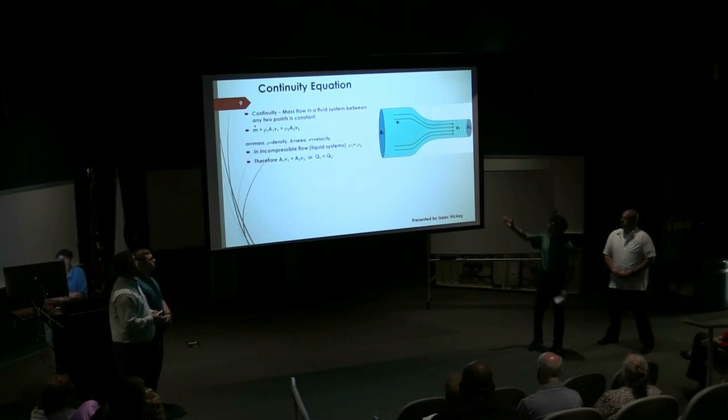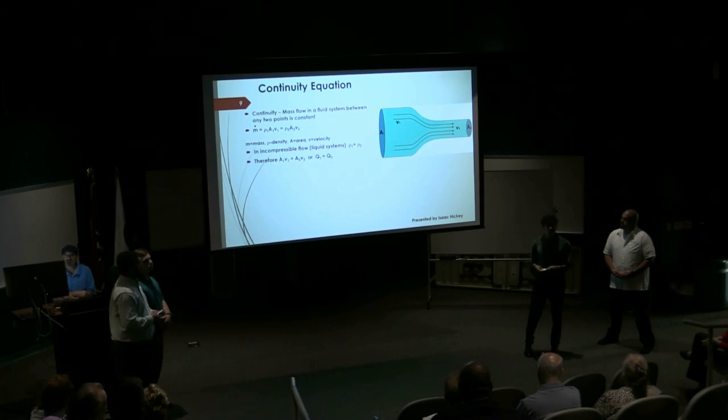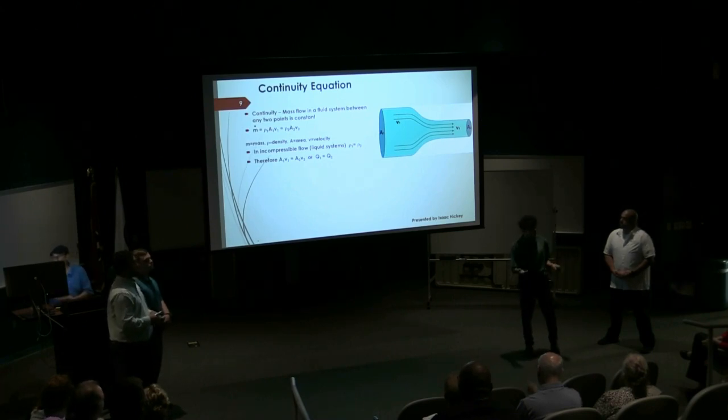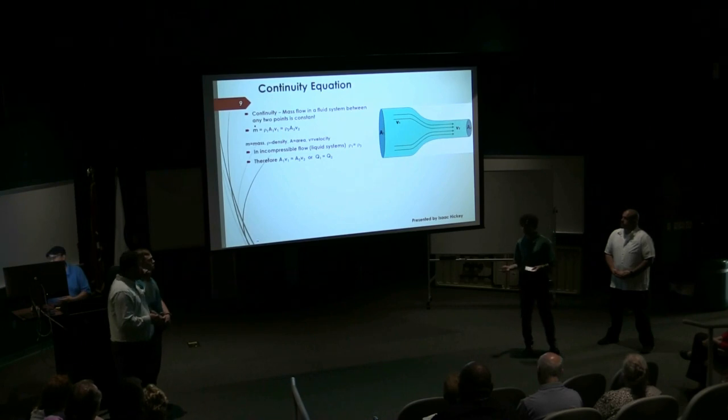Now the continuity equation, basically mass flow in a fluid system between any 2 points is constant. So mass flow at point 1 is going to be equal to mass flow at point 2. And for incompressible fluids, volumetric flow rate at point 1 is going to be equal to volumetric flow rate at point 2.